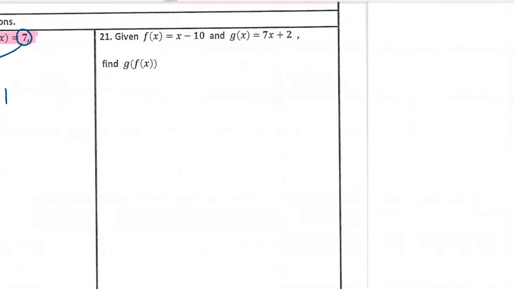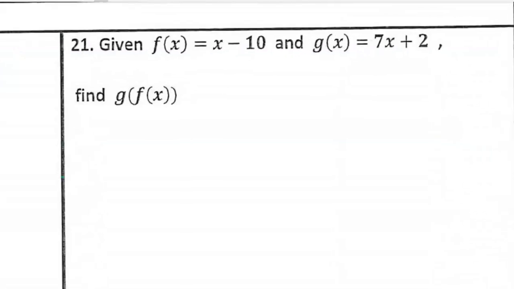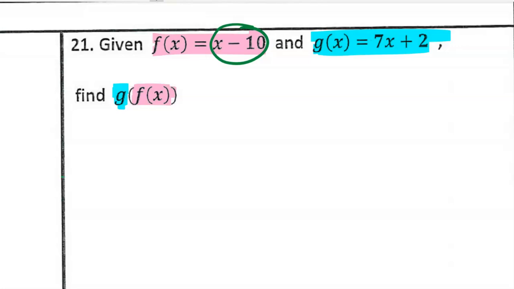All right, let's take a look at number 21. Here it gives us f of x and g of x. The problem wants us to find g of f of x. So which function's going on the inside? F of x is going on the inside of g of x. Where on the inside? What do you mean? It goes in place of x.